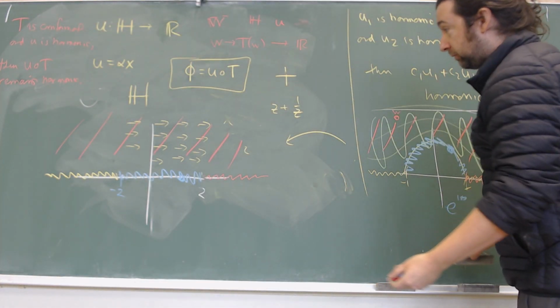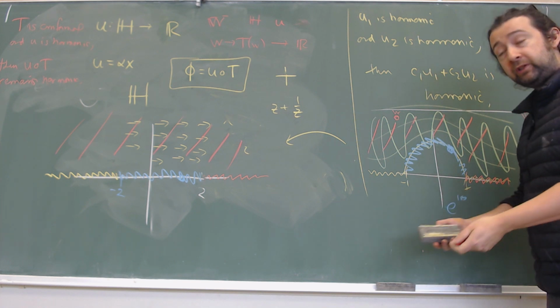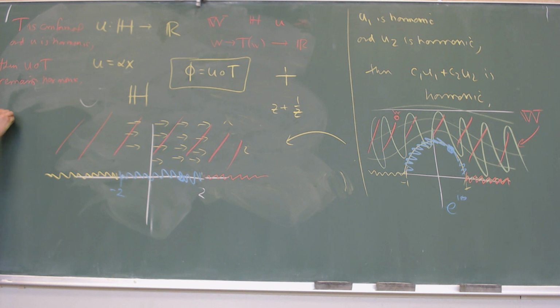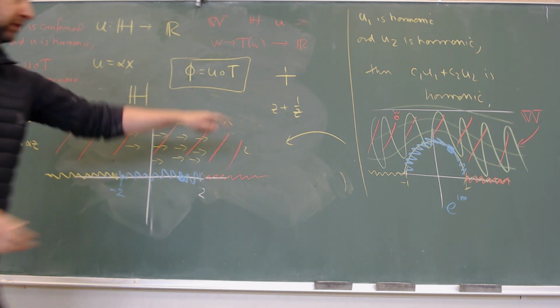So what do we get out when we do this? Well, we get an explicit solution here. Over here, the solution was U is equal to alpha x. I lift that up to an f, which is f of z, which is alpha z. I run it through this.